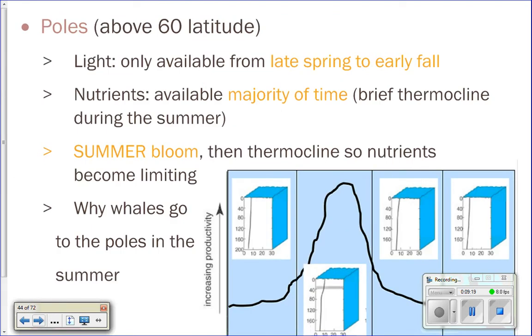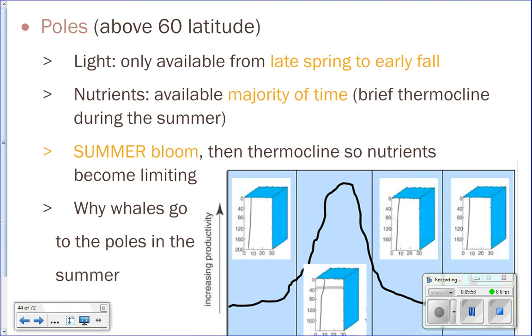All right. Poles are a little different. In the poles, you have nutrients always available because cold water holds more nutrients. You get more mixing of the water that occurs because of differences in density. And so you have nutrients always available. However, light is only available in the poles from late spring to early fall. Late spring to early fall.